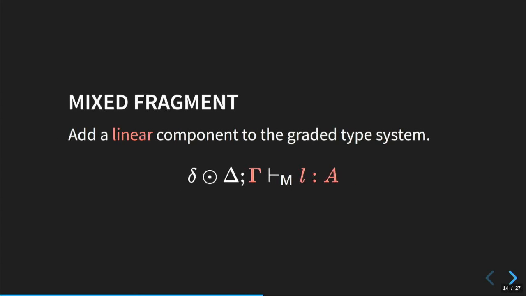Okay, so now we introduce a mixed fragment, and essentially we just say, okay, we have these graded things, and now we're going to also have linear types, and the conclusions are now going to be linear terms, and we now have this annotation M, which stands for mixed, on our turnstiles.